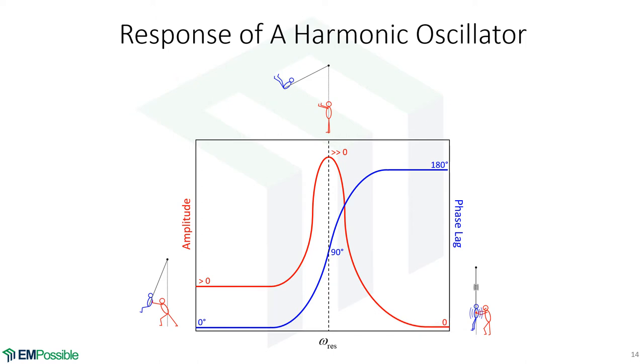And then if we look at the phase, in other words, the synchronization between our pushing and the child's displacement, well, at DC, we're perfectly in phase. And we said on resonance, we're 90 degrees out of phase. And far above resonance, we're 180 degrees out of phase. That's perfectly opposed and why we can't get any displacement. And so this is typical of any oscillator. And we're going to apply this to what's happening at the atomic scale. And what we'll see after a huge analysis, we'll come back and we'll see this plot again.